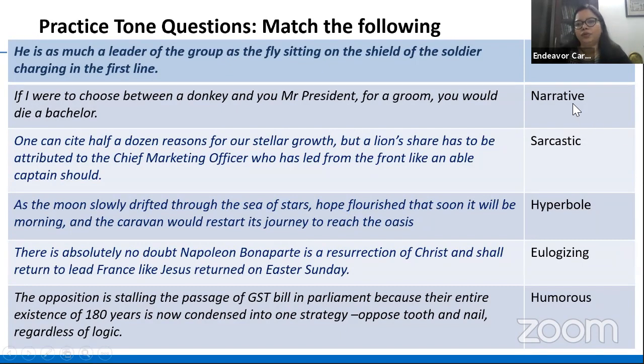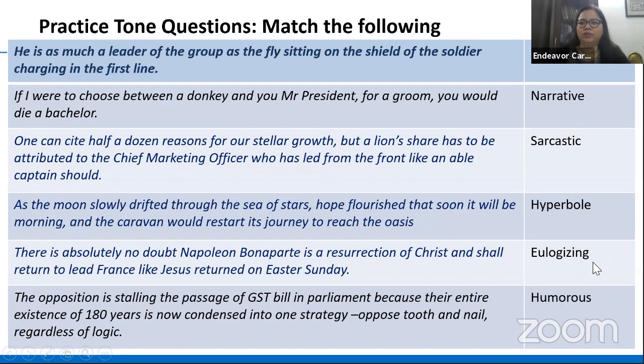You know what the narrative tone is, the story tone. Sarcasm, we spoke of that. You say something, but you mean the opposite. Hyperbole, a lot of you would pronounce it differently. Its actual pronunciation is hyperbole, with an accent mark on the last E. What is a hyperbole? It's a figure of speech in which you exaggerate something, correct? I'm so hungry, I could eat a horse. That's a hyperbole.